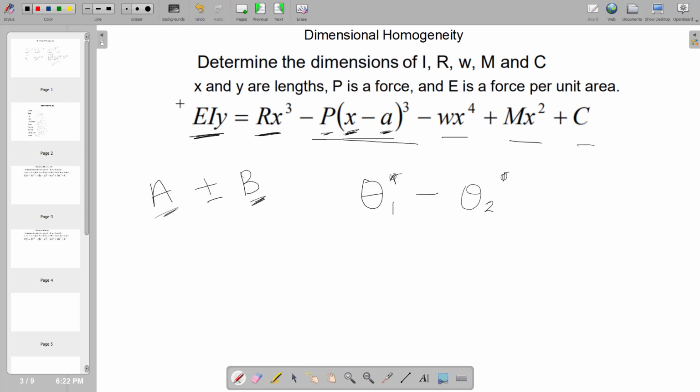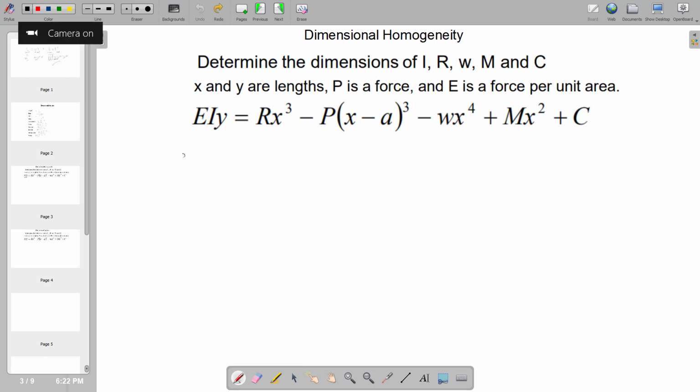So the question tells us nothing about the quantity A, but the mere fact that A is being subtracted from x means A has the same dimension as x, and we are told that x is a length, so definitely A is also a length. So A has a dimension L, or a length. All right, so A has a dimension L.